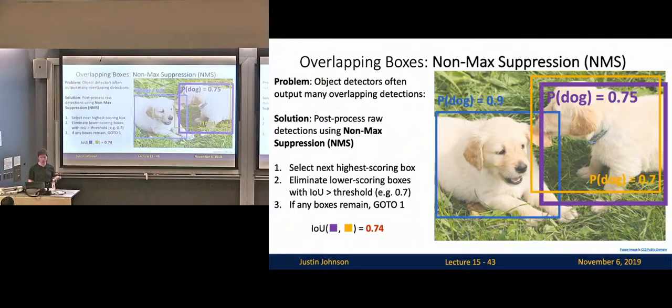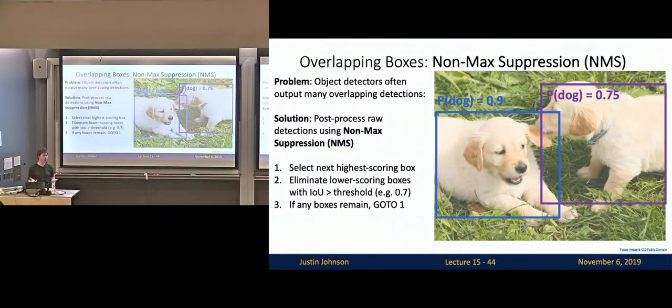After eliminating the orange box, we go back to step 1 and choose the next highest scoring box output by the detector, which in this case is the purple box with a probability of dog of 0.75. We then again compute the IOU between that next highest box and all the other lower scoring boxes. In this case, only 1 lower scoring box remains, the yellow box, and these have an IOU of 0.74. So we would eliminate the yellow box, and the final outputs from our object detector would be this blue box and this purple box, which are now fairly separated and don't have high overlap.